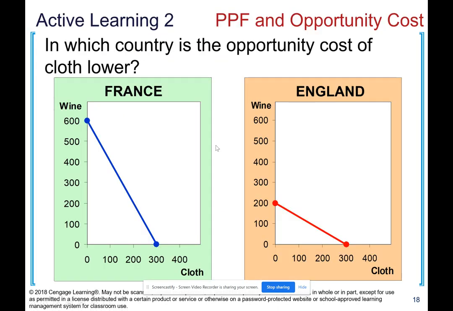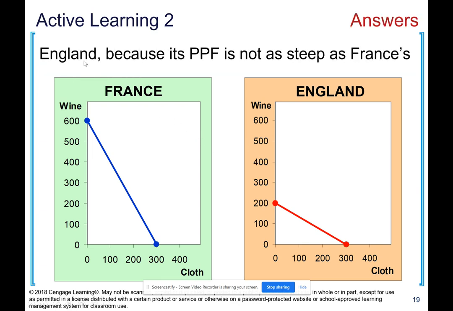Okay. Another example, in which country of these two, England and France, is the opportunity cost of clothes lower? Okay. When the slope is steep, the opportunity cost is higher. When the slope is flat, the opportunity cost is lower. So in this example, we will see that England has the lower opportunity cost in the production of cloth because the slope of this production possibilities curve is flatter than in France.